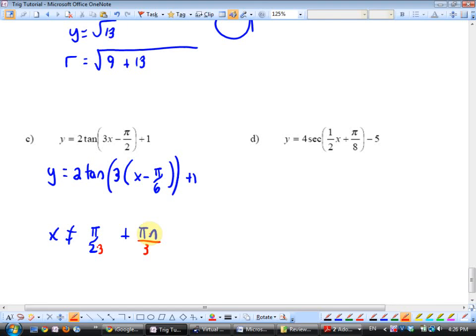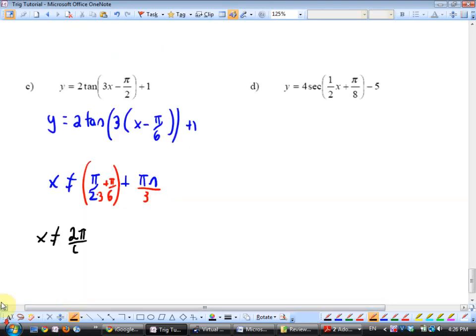But what I'm going to do is add pi over 6 to that there. Does that make sense? It's kind of crowded, but it's actually going to turn out to be fairly nice. Can you see this is pi over 6 plus pi over 6? It's 2 pi over 6. It's going to be pi over 3 in lowest terms, plus pi over 3n. And so I'm going to reduce that to just plain old pi over 3.